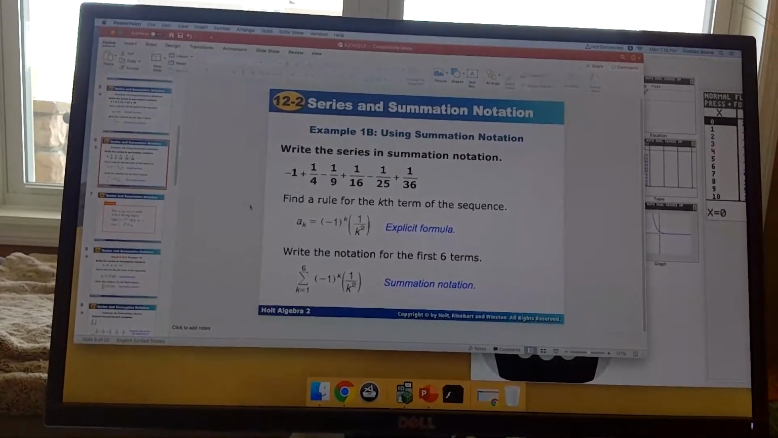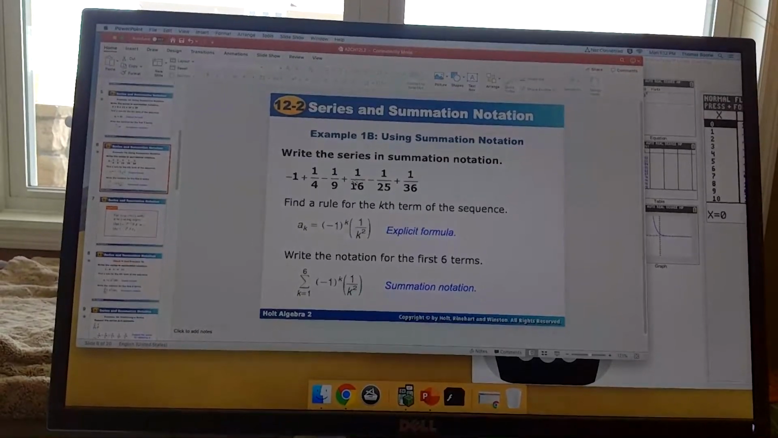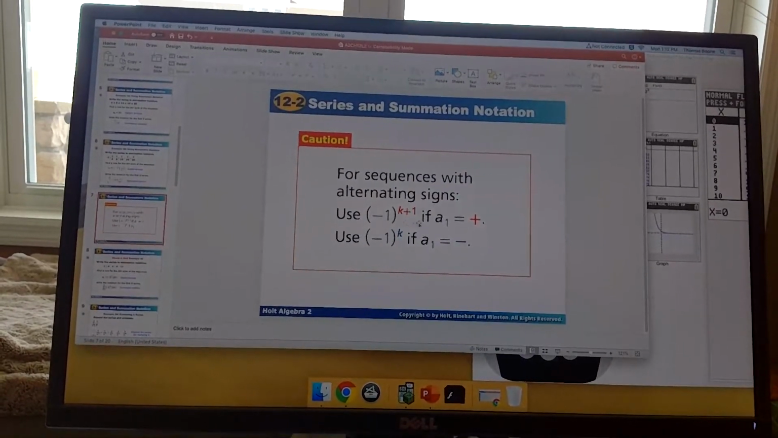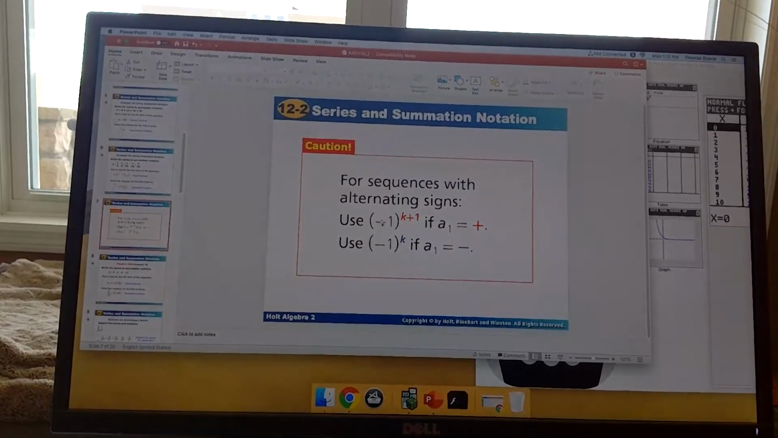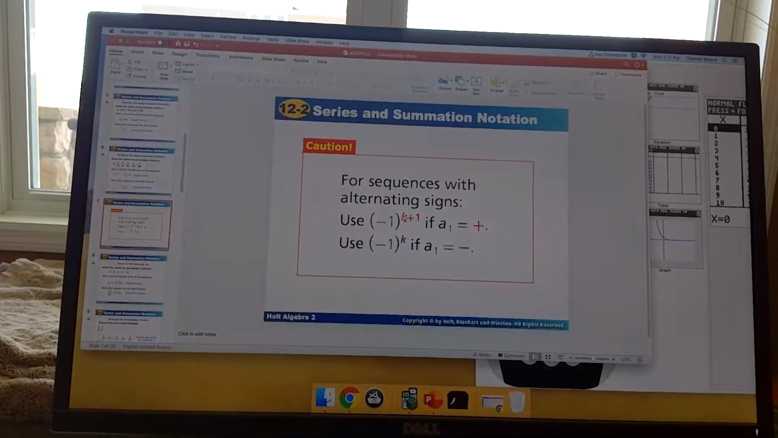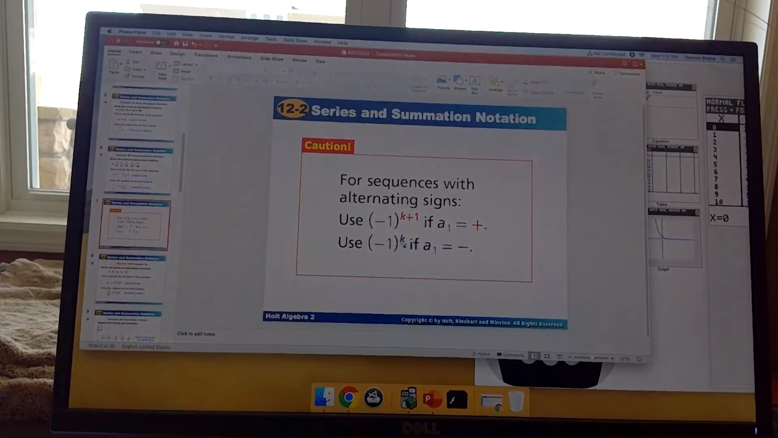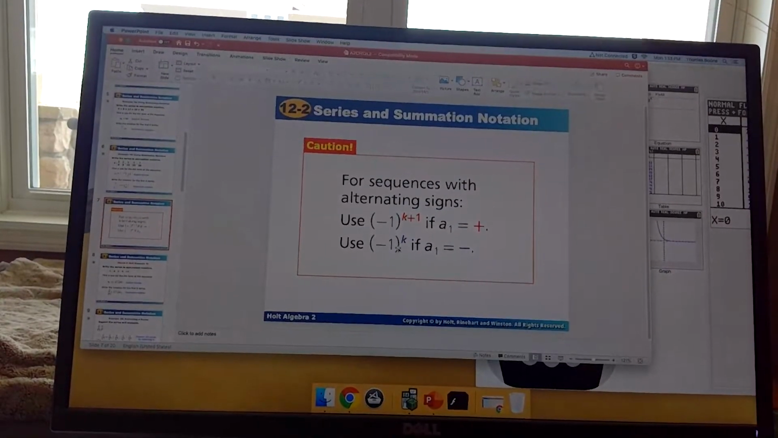All right, so here we see that we're going negative, positive, negative, positive. And there's kind of a rule here. If they alternate positive to negative and you start with a positive, this is what you want to put. That'll take care of the alternating. If it starts with a negative number, though, we want to put negative 1 to the k. So that'll take care of the alternating plus minus that we have.